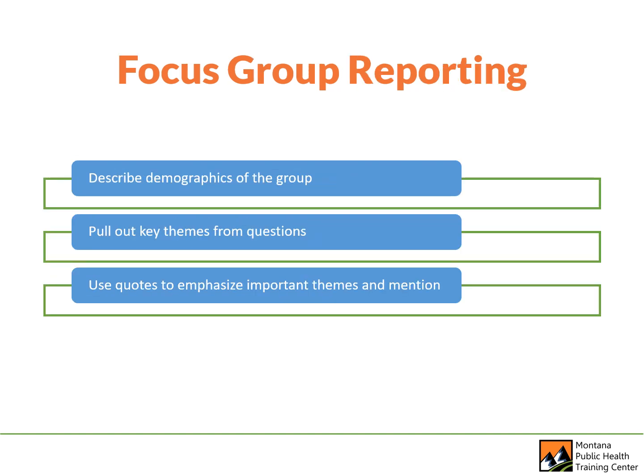When you go ahead and report out results from focus groups, you want to describe the demographics of the groups, and you pull out key themes from the questions, and then you can use quotes to emphasize important themes or things that people said that were particularly impactful. And like I say, this is a really good way to augment some of the secondary data and some of the more quantitative data.